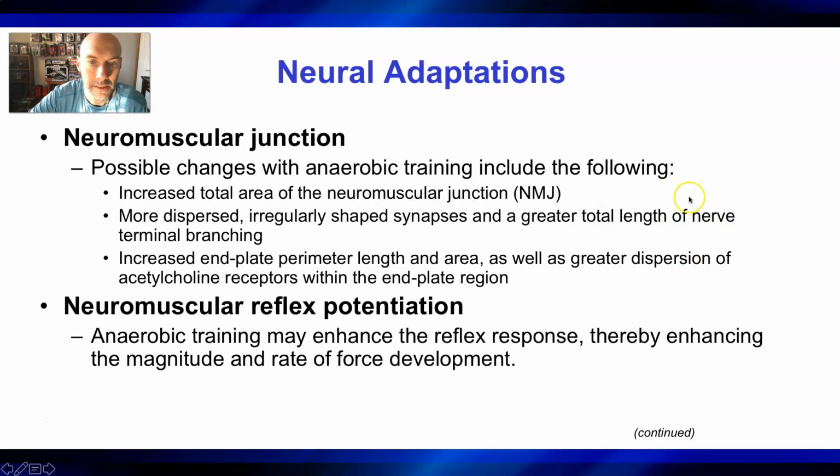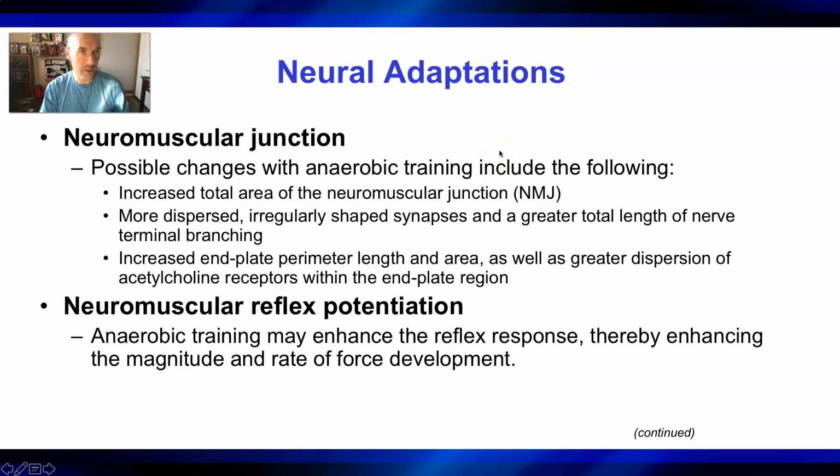Other changes occur at the neuromuscular junction, where the nervous system comes into contact with the muscular system. That communication is done using neurotransmitters, chemicals, okay? And again, part of this adaptation process is more efficient communication between the motor neuron and the muscle fiber at the level of this neuromuscular junction.